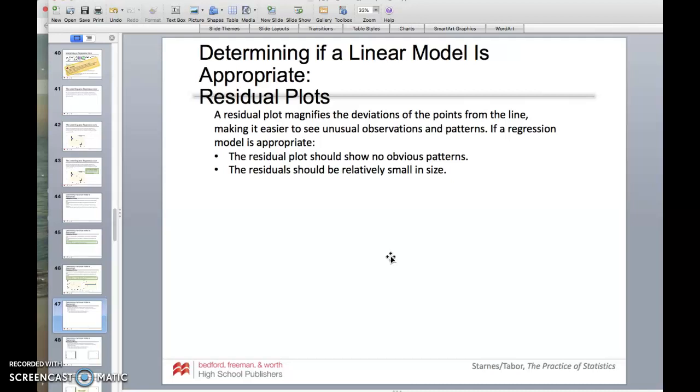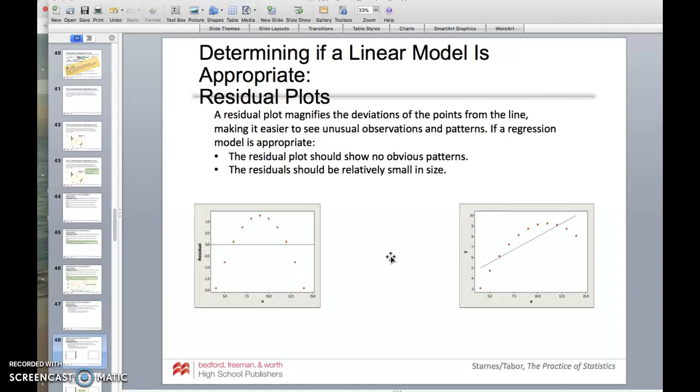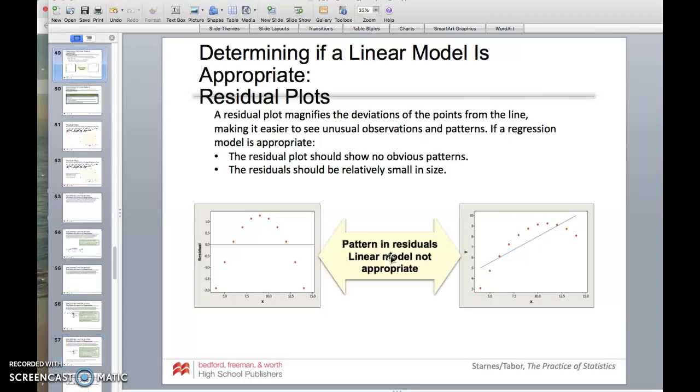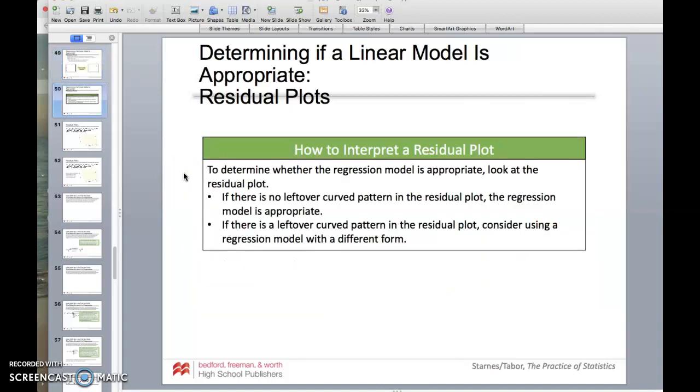Now, if a regression model is appropriate, you'll see no obvious patterns, and the residuals should be relatively small in size. Here are a couple of plots, and when you look at these, they should show no obvious patterns. But I think we see some obvious patterns, right? There's a pattern in there. On both of these, this looks like a quadratic pattern, and this one's tending to look like that too. And so a linear model is really not appropriate in that case. So we'd have to look for other options.